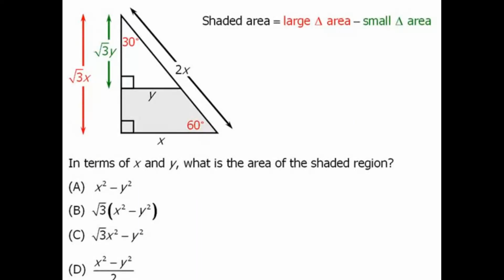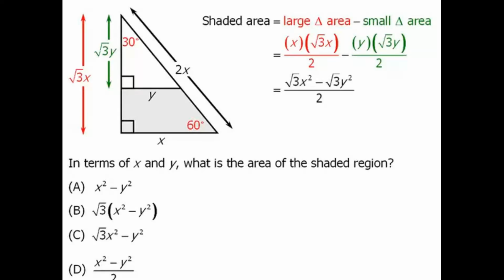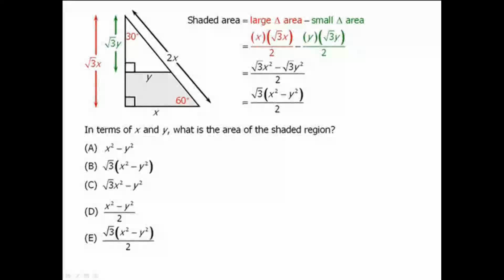To find the area of the large triangle, we'll multiply the base times the height and then divide by 2. From this, we'll subtract the area of the small triangle. The area of the small triangle will be equal to the base times the height divided by 2. And now we can expand both numerators and then combine our fractions. And finally, we'll factor out a root 3 from the numerator to get the following. So as you can see, our answer is E.